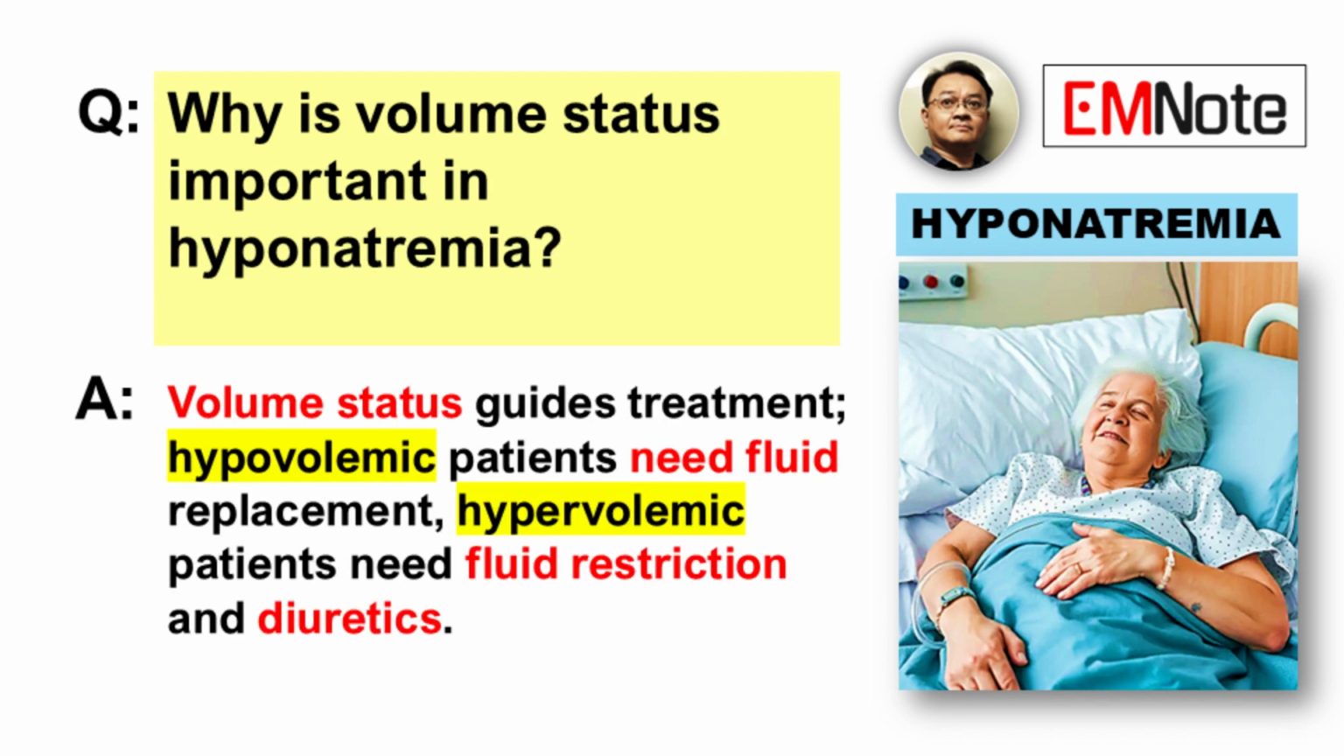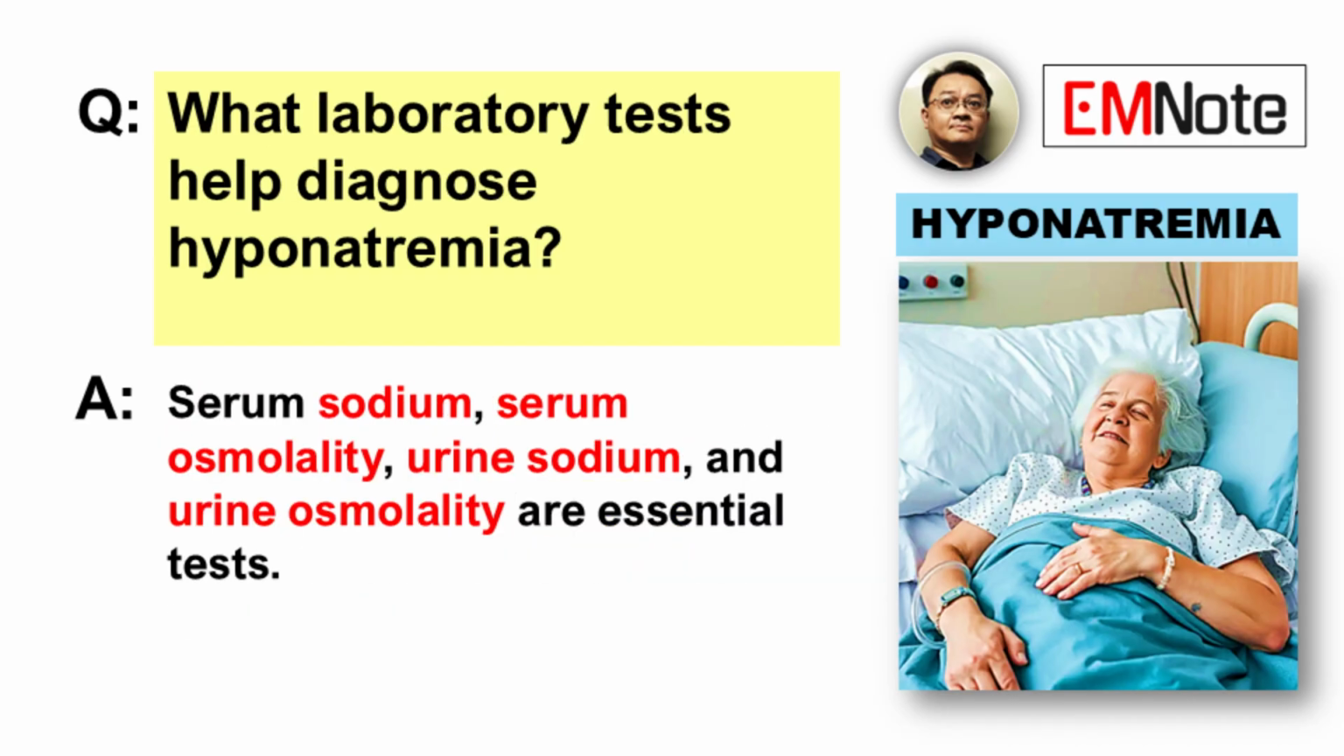Why is volume status so important in management? Because it guides therapy. For example, hypovolemic patients typically require fluid resuscitation, while hypervolemic patients benefit from fluid restriction and sometimes diuretics.